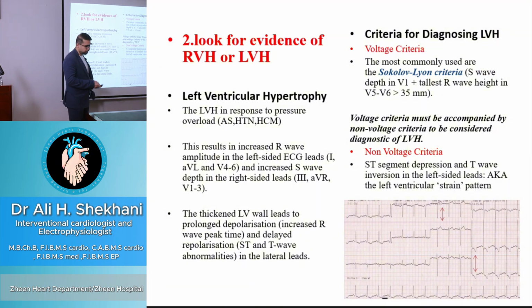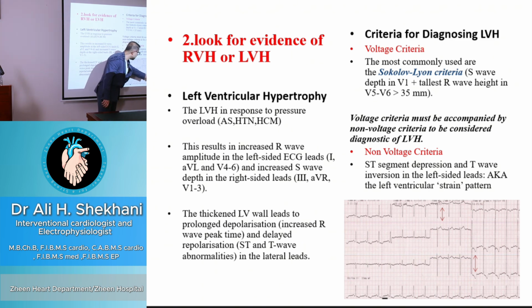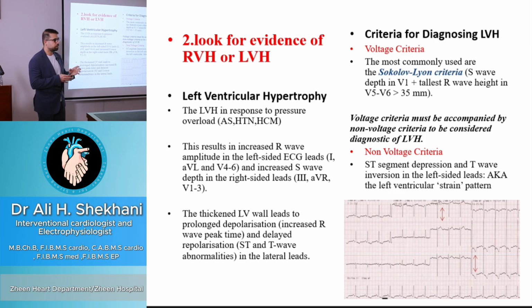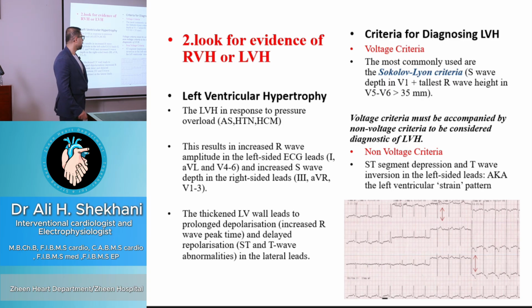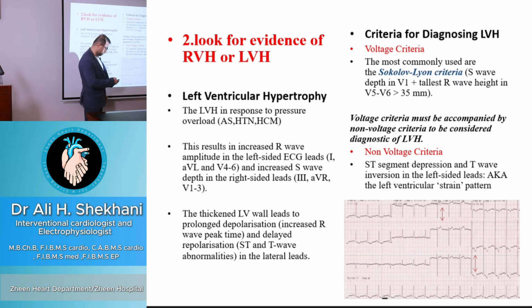Usually we have several criteria for the definition of left ventricular hypertrophy. The simplest one is the Sokolow-Lyon criteria: the summation of the S in V1 and R in V5 or V6 is more than 35 millimeters, or more than 7 large squares. The voltage criteria of left ventricular hypertrophy should be combined with non-voltage criteria in order to say that the patient has left ventricular hypertrophy. The non-voltage criterion is repolarization abnormality; I mean, there are ST-T changes.